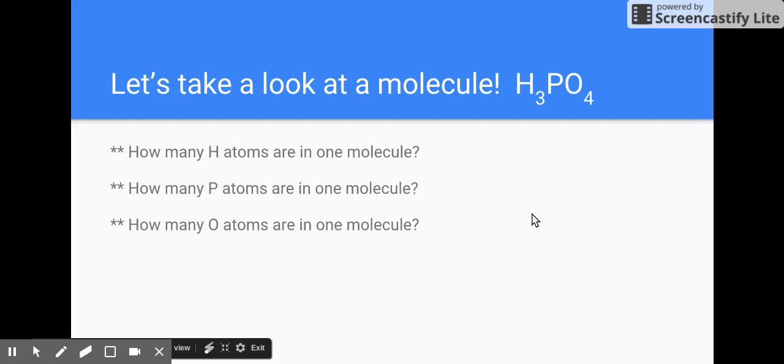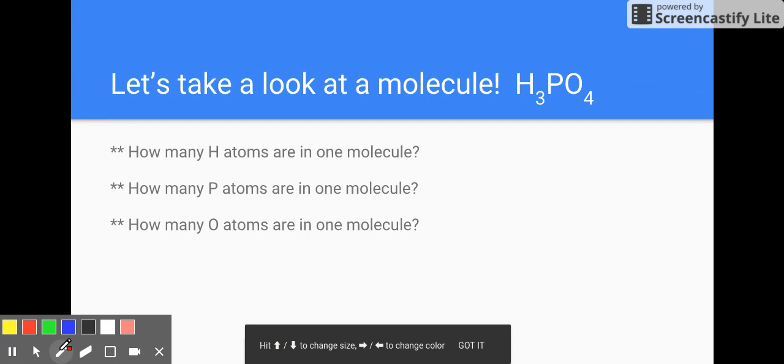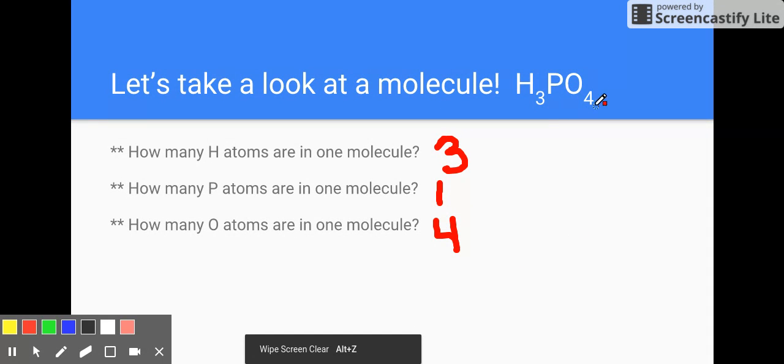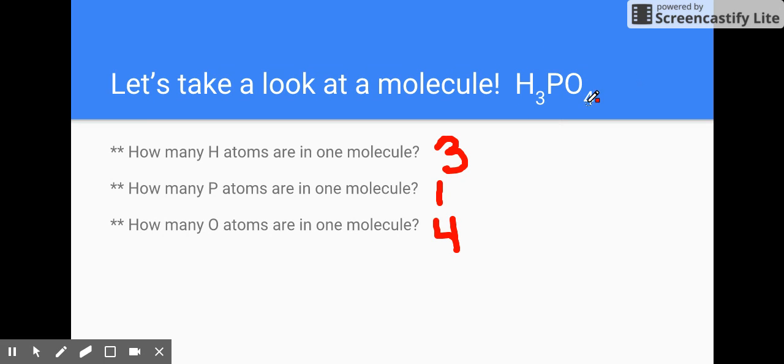Now let's take a look at this one. If I just had 1 molecule of this H3PO4, how many hydrogen atoms are in this molecule? Your answer is 3. How did I determine that? It's my subscripts. How many phosphorus atoms are in 1 molecule? My answer is 1. How many oxygen atoms are in this 1 molecule? It's 4. If I just have 1 of these, I have 3 hydrogen atoms, 1 phosphorus, 4 oxygens.